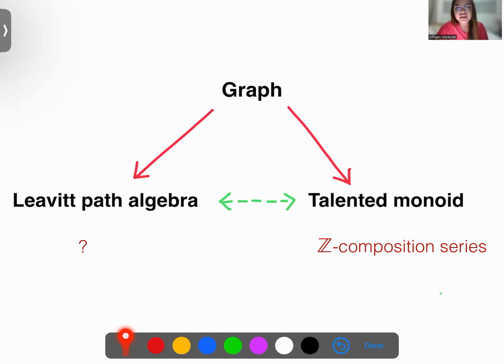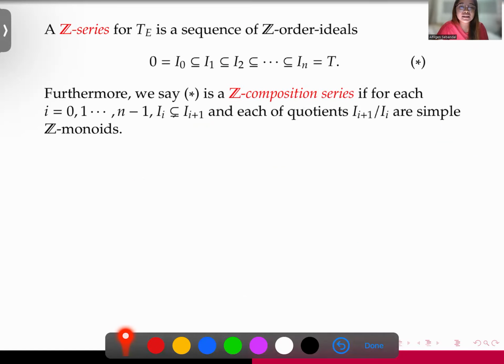All right. So since we have seen that we have found a sequence of Z order ideals, actually, in the talented monoid side, in the property that we are going to look from talented monoid and Leavitt path algebra, we are going to look at the so-called Z composition series, which already sounds familiar to all of us specializing in algebra. But what is this? It's a sequence of Z order ideals where each of the quotients are actually simple Z monoids, which is basically the same as the definition we always see.